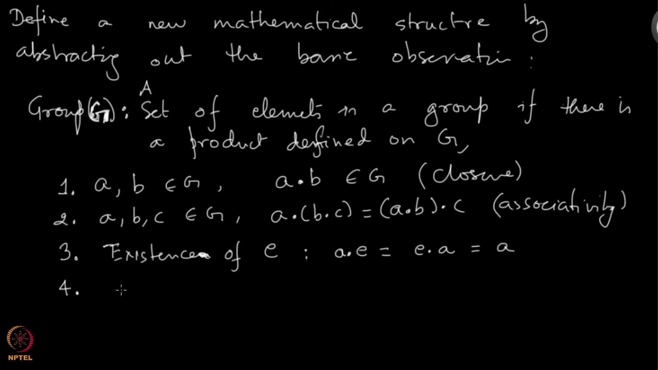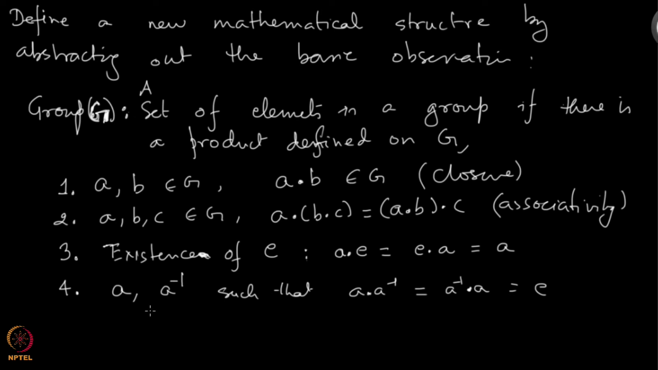And lastly, if you are given any element A, then there should exist an element A inverse, which will be one of the elements in G, such that A times A inverse equals the identity. And remember, unless you define what you mean by this product, we don't know how to find out these objects. So that has to be defined first. Anyhow, that is the structure we have for a group.